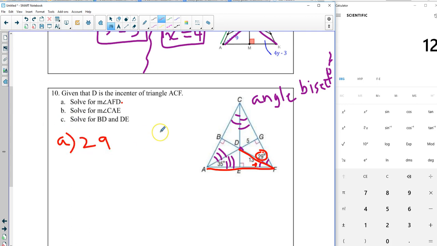Okay, CAE, so that's this angle over here. I'm going to do that one in blue. CAE is the whole angle on this corner, like angle A. And that value is double of 35. So CAE has to be 70 because 2 times 35 equals 70.